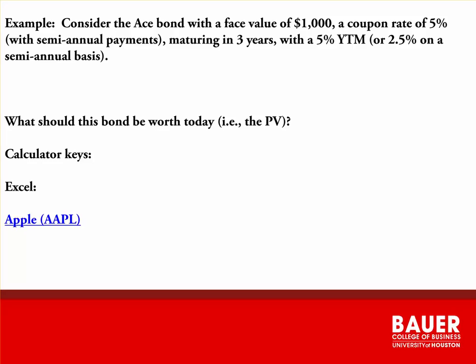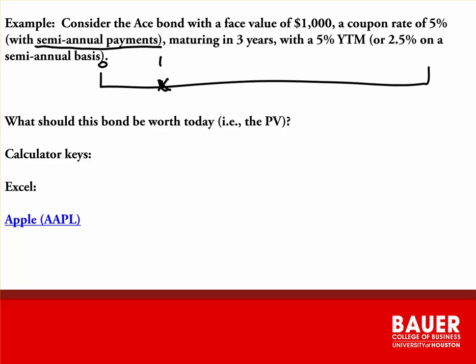So again, if you wanted to draw the timeline, what is this going to look like? This is today, and it has 3 years left, but it pays every 6 months, semi-annual payments. So this is 6 months from now, 12 months from now, 18 months from now, 24 months from now, 30 months from now, and 36 months from now. So this is the entire 3-year period. Because it's 3 years, it is 6 payments, right?